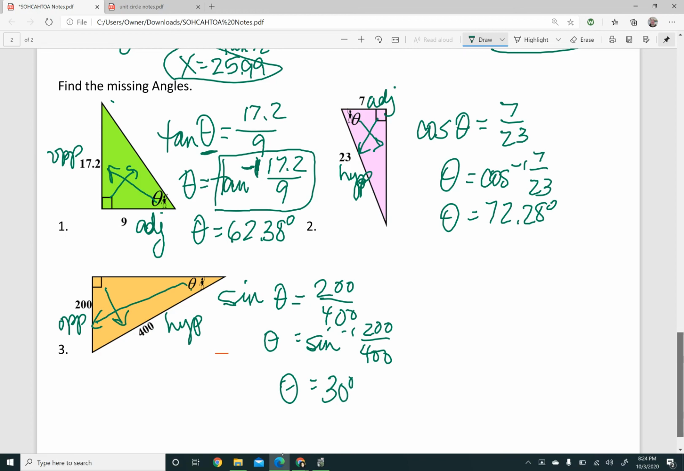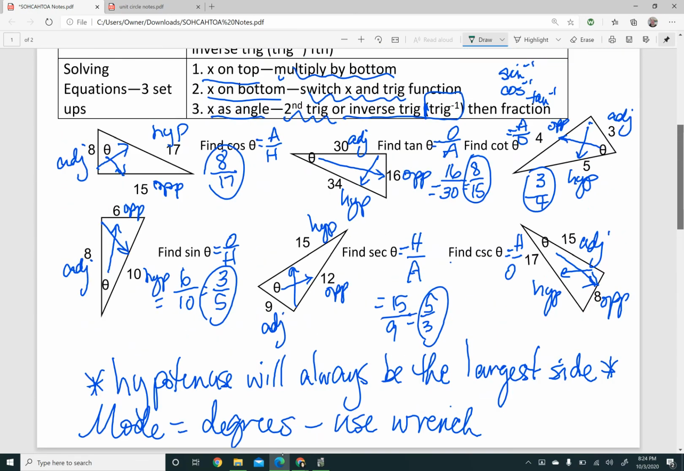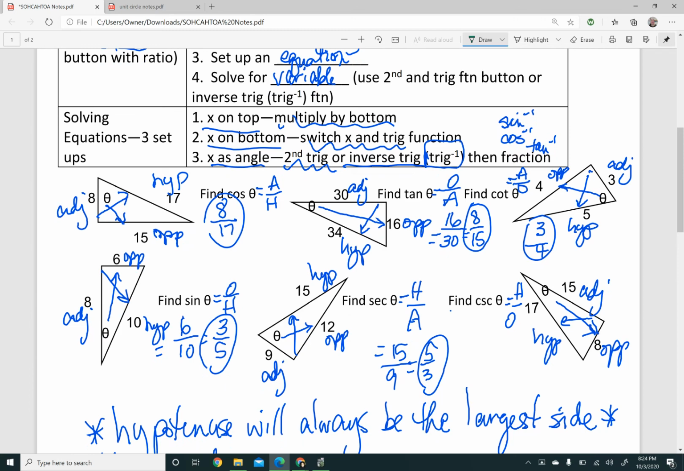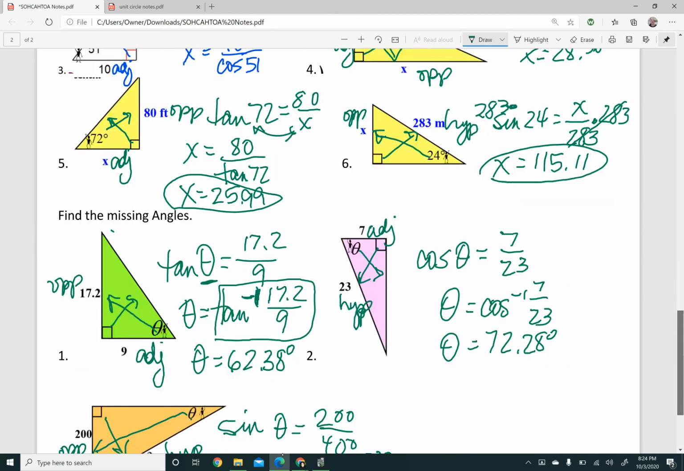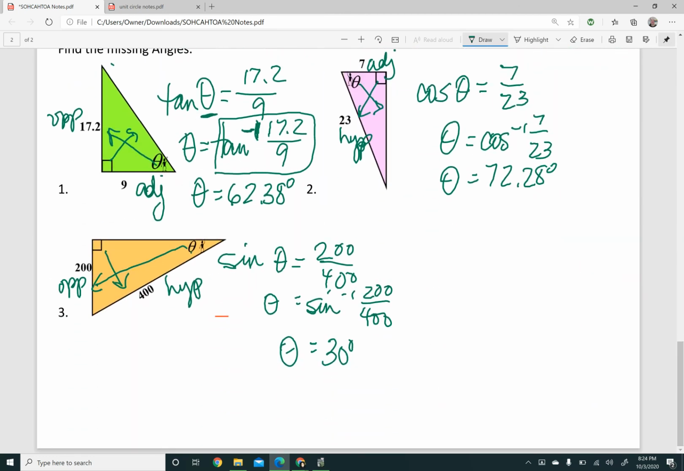So your worksheet is going to ask you to find just some basic functions by looking at the sides. And always identify the side first. Then it's going to ask you to find some sides, and then it's going to ask you to find some angles. So you'll need to do that first for this week.